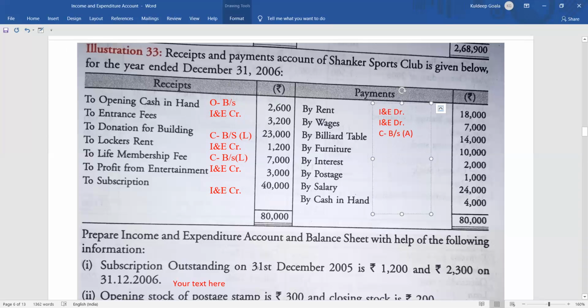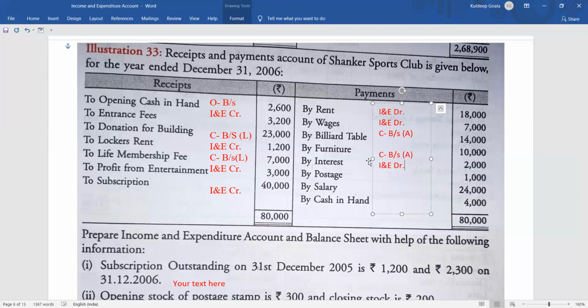Then coming to the next one, furniture. Furniture will also come in the closing balance sheet asset side. Coming to the next one, interest. Sorry, it's a payment side, na? Payment, so it will go in the debit side.